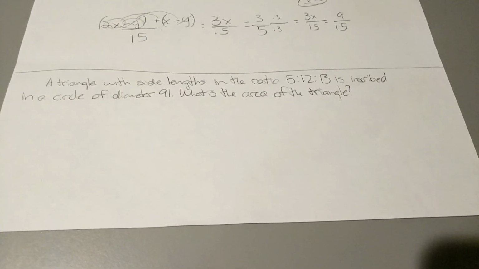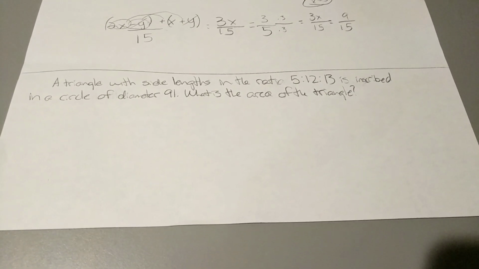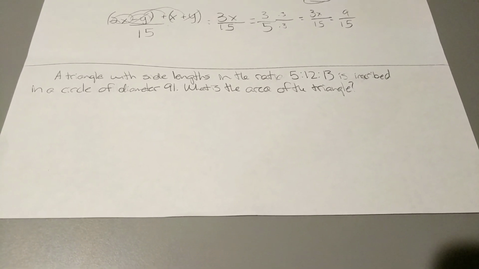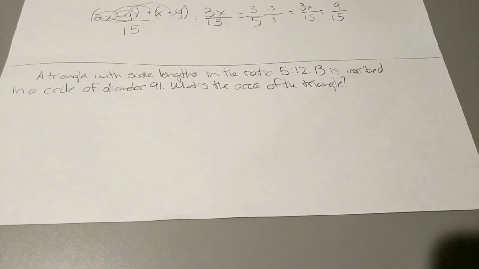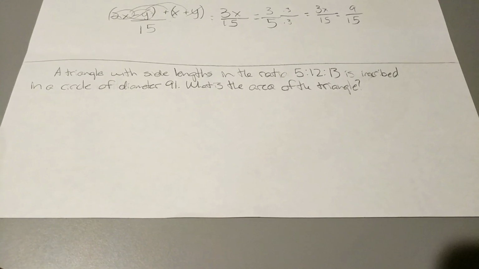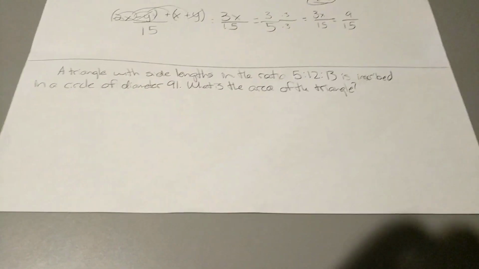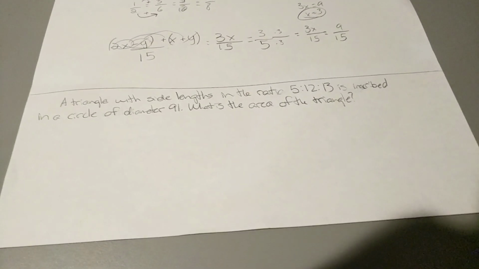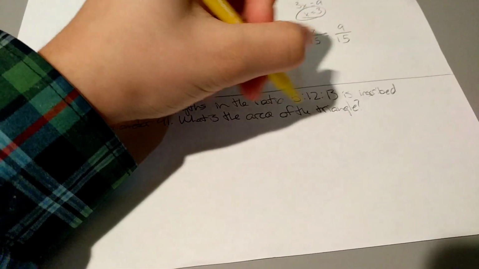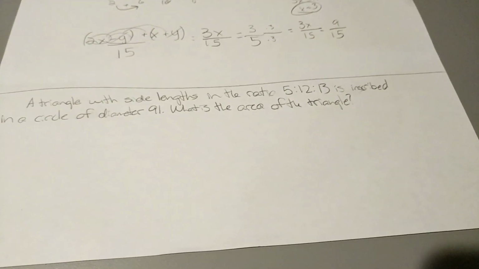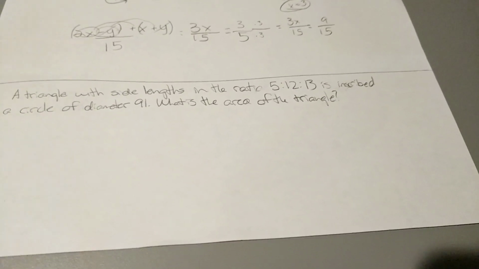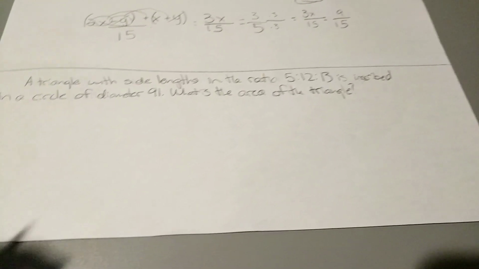A triangle with side lengths in the ratio 5 to 12 to 13 is inscribed in a circle of diameter 91. What is the area of the triangle? Okay, so the first thing I'd like to point out is that these are proportional. So it's not that its lengths are 5, 12, and 13. It would be 5x, 12x, 13x.